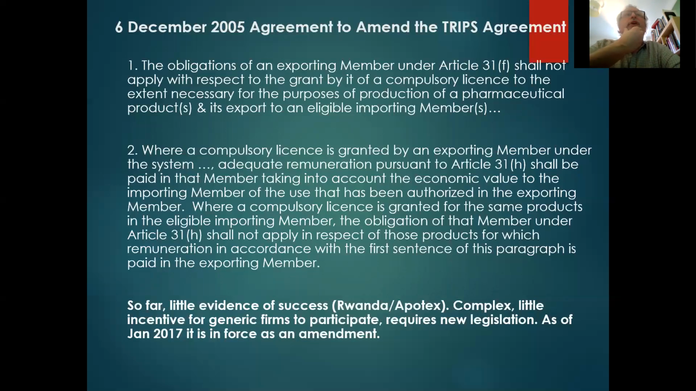The system that was adopted through this amendment to TRIPS, we have to admit, hasn't been particularly successful. It's only really been tried once, and it wasn't a particularly happy experience from the perspective of the generic drug company, which is a company in Canada called Apotex, which provided it to Rwanda in Central Africa, because Apotex was not able to make money out of this. Of course, they have to make money too, and this was a loss for them.